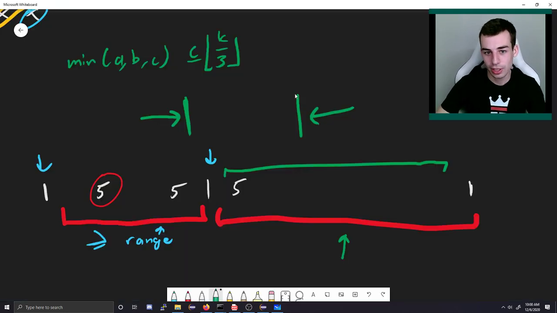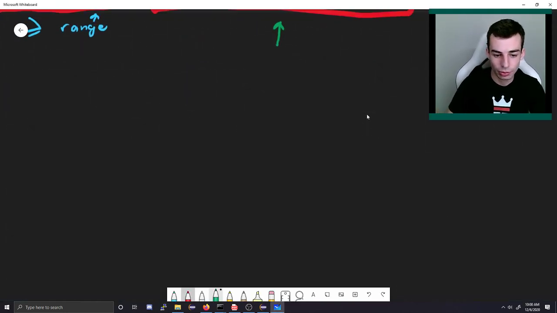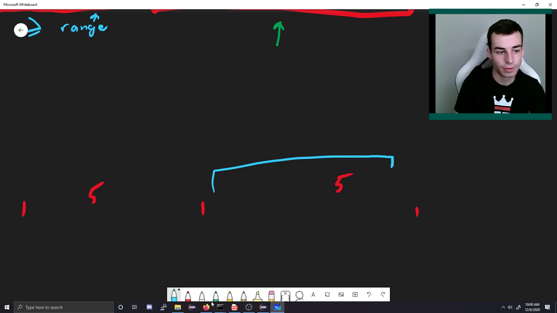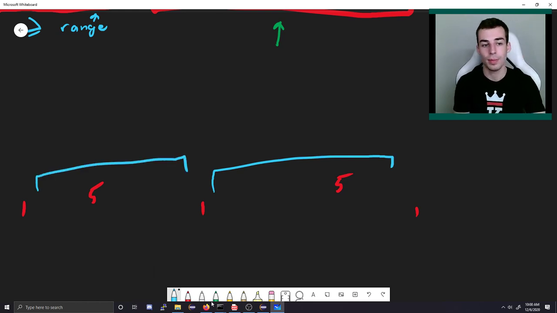One thing I should mention here is if you've got a 5 here with some 1s, and then you have another 5 here with some 1s, and these two ranges are the same size, then it's impossible, right? Because if this range fits in this range, it'll also fit in this range. So it's got to be bigger than the second biggest and smaller than the biggest.